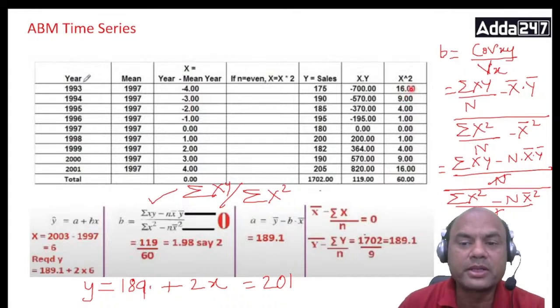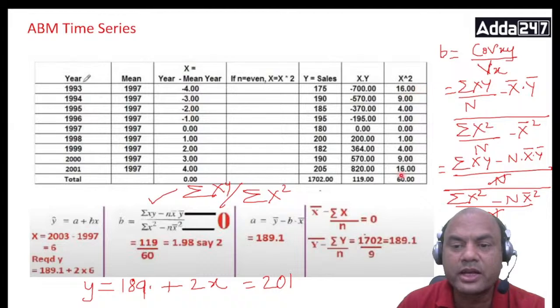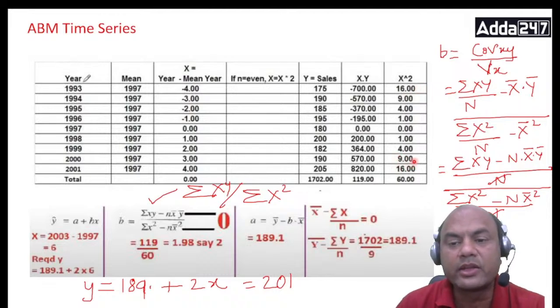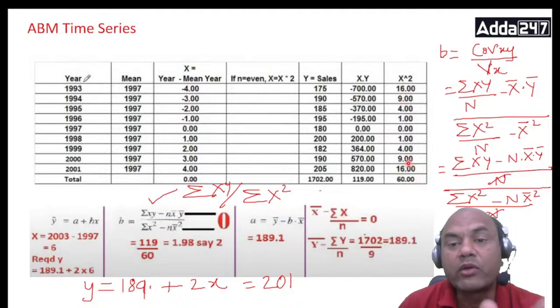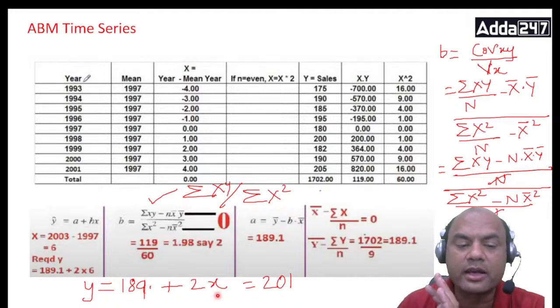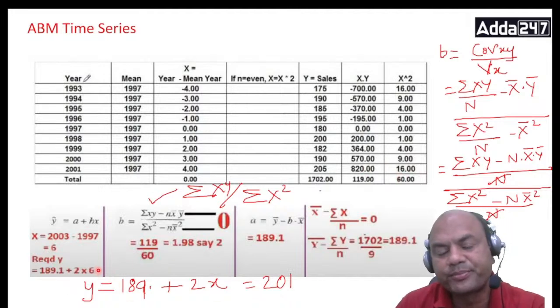Let it be minus or plus. That's why you are seeing 16 over here and 16 over here also, 9 over here, 9 over here. So you'll do this total, you'll get summation 60. Now what is to be found out? Y equals a plus bx. This is your final target now. Y equals a plus bx.